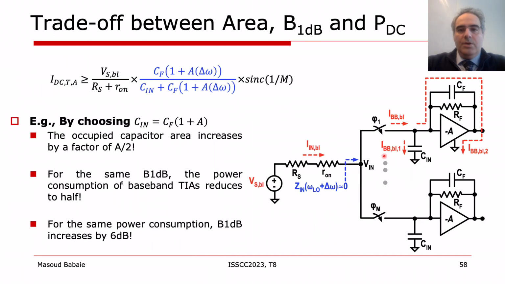Now, if a portion of the required capacitor is implemented by Cin, a part of the baseband current flows into Cin and the other part goes to the transimpedance amplifier. As a result, the required DC current of the baseband amplifiers is reduced by the blue factor in this equation. As an example, if we choose Cin equal to Cf times A, the area occupied by the baseband capacitors increases by a factor of A over 2 compared to the previous case. However, for the same amount of B1dB, the power consumption of the baseband amplifiers reduces to half. Or for the same amount of power consumption, the receiver's B1dB improves by 6 dB.